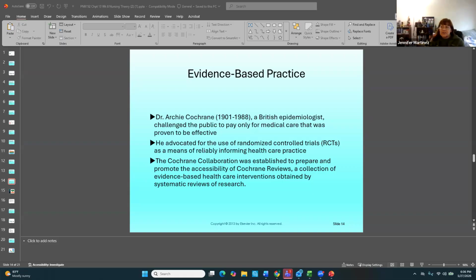I don't think he established it himself, but the Cochrane Collaboration was established after he passed away to prepare and promote the accessibility of Cochrane reviews, which are a collection of evidence-based healthcare interventions obtained by systematic reviews of research. So what does that mean? Anytime we are looking at interventions, regardless of the intervention, we're going to do a systematic review of research.